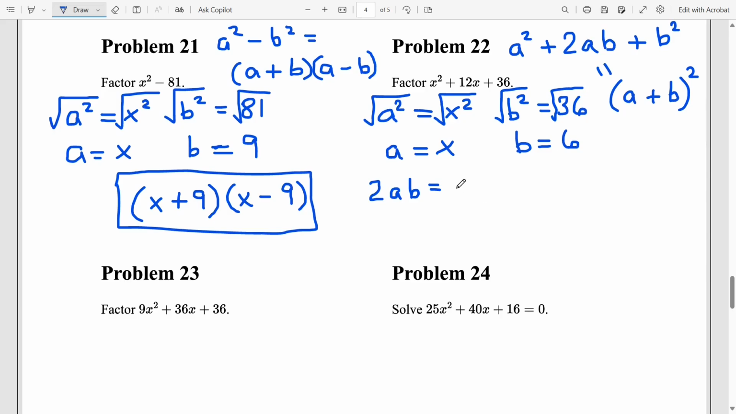So 2ab is going to be 2 times x times 6, which is going to be 12x. So that's what we want. So this is a perfect square trinomial. So the factored form is going to be a plus b, quantity a plus b squared. So it's going to be x plus 6 squared.